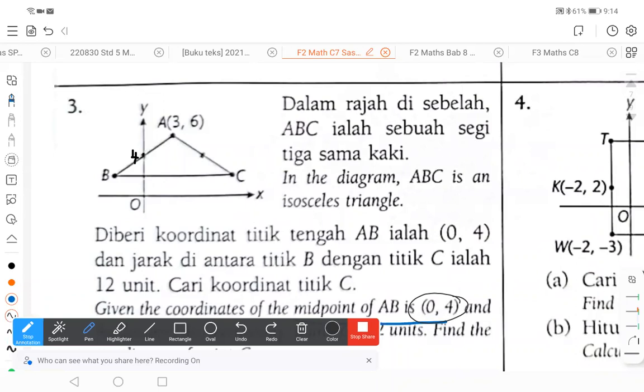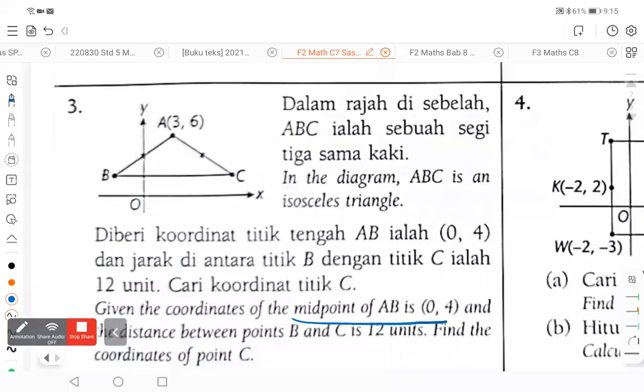I cannot annotate here. This point, correct. Joe and Kashan can follow. You know why there? Due to the coordinate 0, 4. So you look at the line AB cutting the y-axis. The y coordinate at that point is 4. Yeah, this is 4.